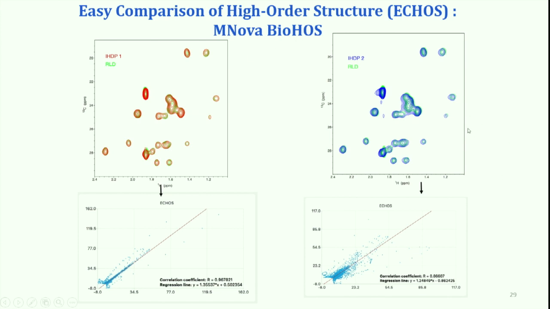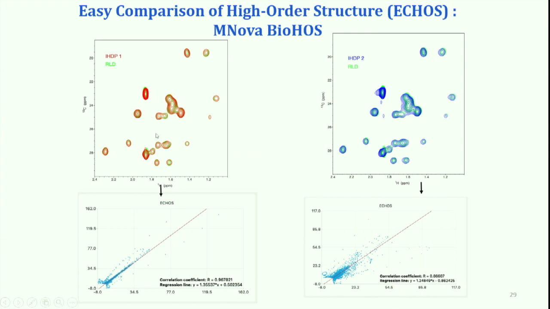Can we go quantitative? So Bruker with Mestrelab developed a tool called MNOVA BioHOS. You can record the spectrum of RLD and IHDP, IHDP2 and RLD, and overlay the peaks, and it does peak picking, looking at the intensity, looking at the chemical shift, and it plots the correlation coefficient. Now if it is matching very well, you get a very high correlation coefficient like here 97%. If there are some differences, not visually that much, you get a poorer correlation coefficient like 88%.